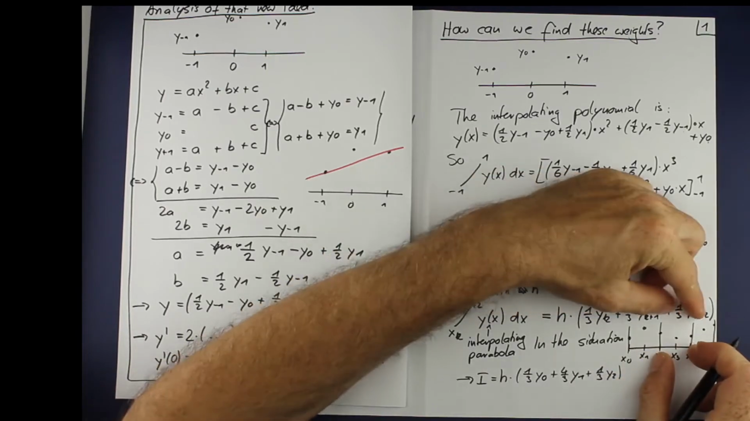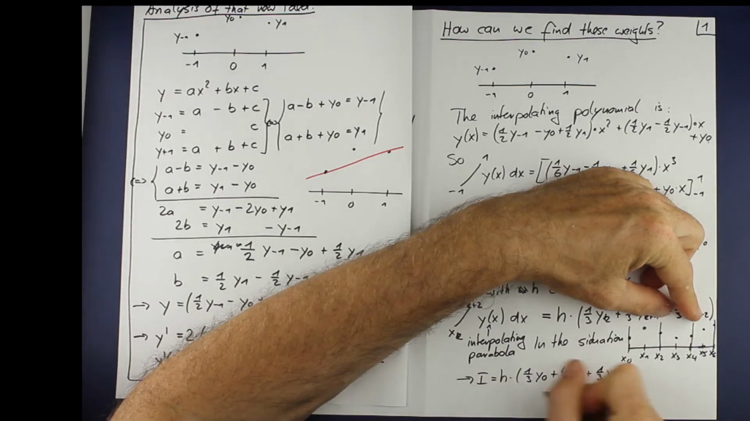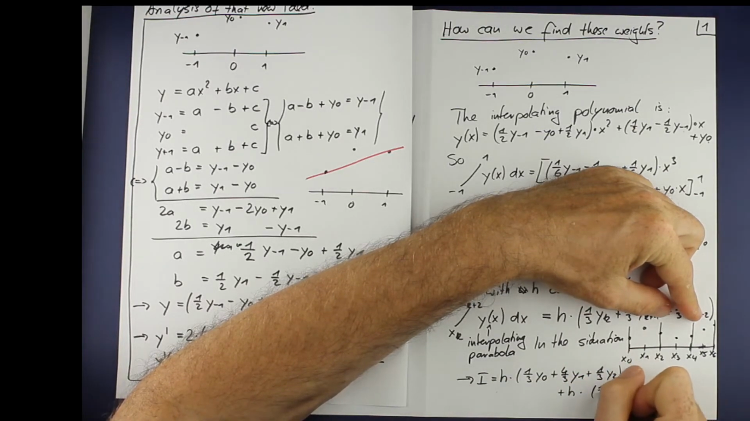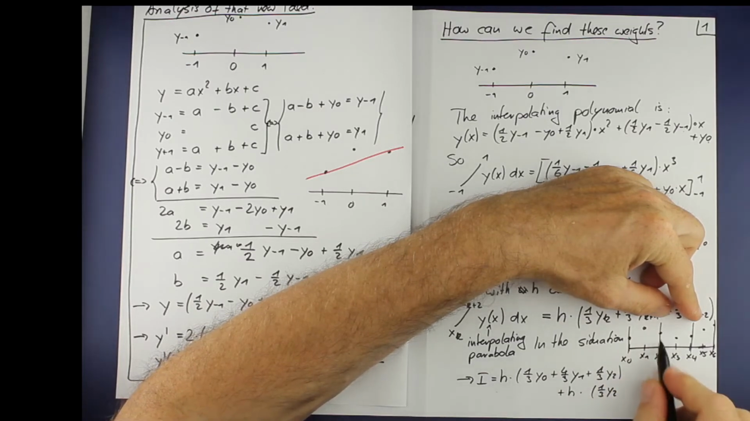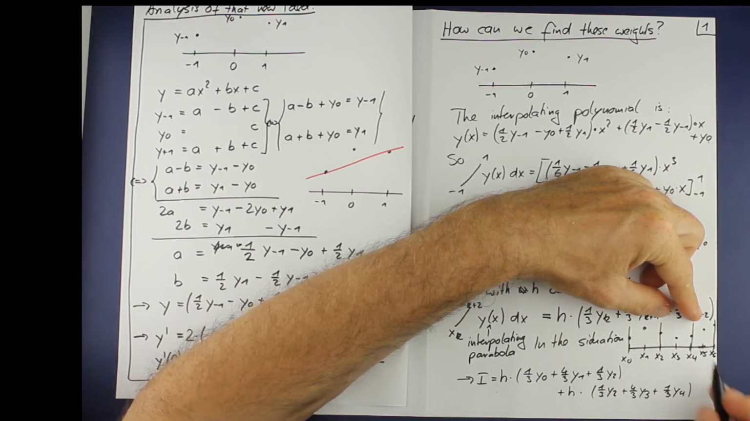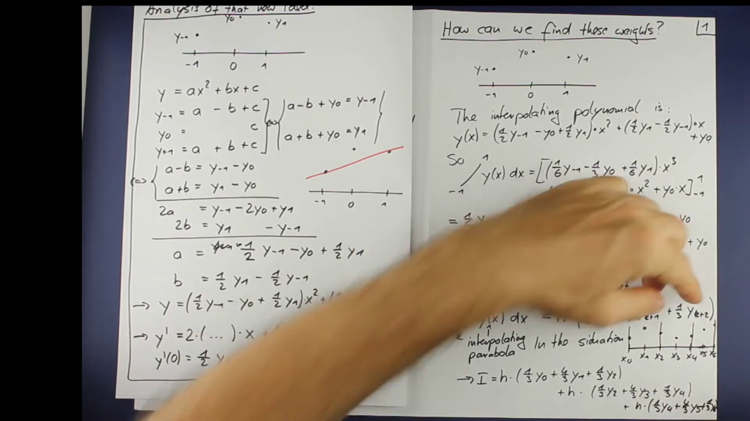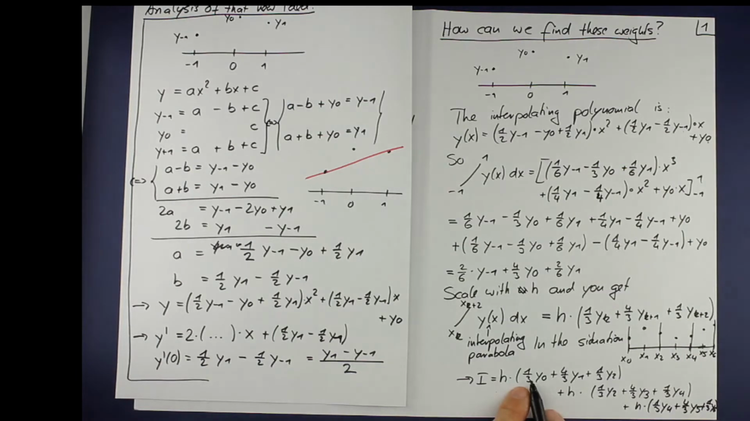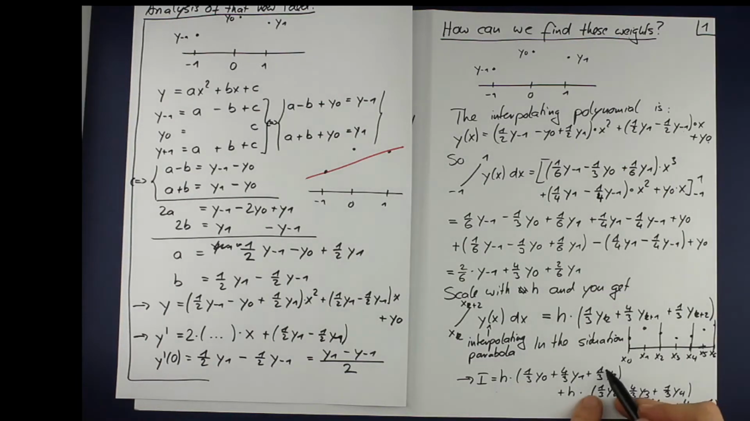And then we have the second part, plus h times 1 divided by 3 y2 again, plus 4 divided by 3 y3. And for the last part, we get 1 divided by 3, 4 divided by 3, 2 divided by 3, 4 divided by 3, 2 divided by 3, 4 divided by 3, and 1 divided by 3. That is the formula we were looking for.